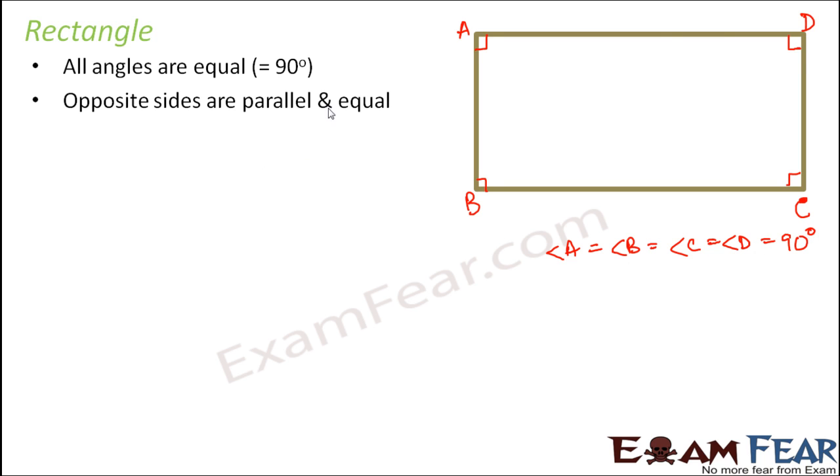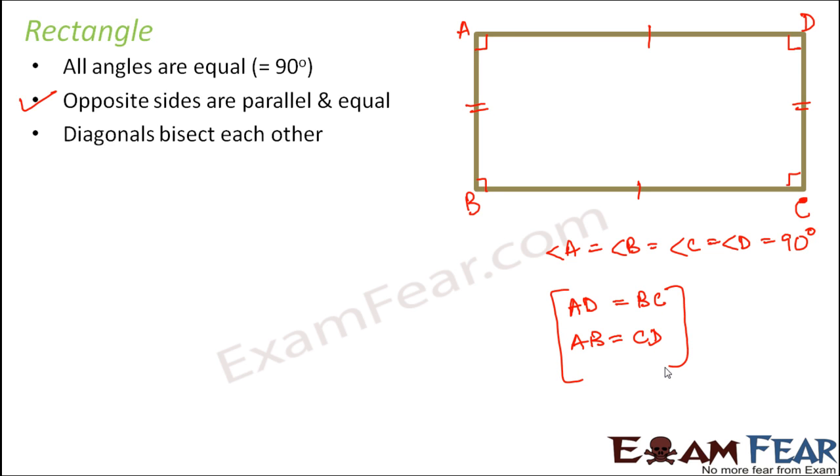Next, opposite sides are parallel and equal. This is something in common with a parallelogram. The opposite sides are equal in length, that is AD is equal to BC and also AB is equal to CD. So the opposite sides are equal in length and they are also parallel to each other. Diagonals bisect each other. In this case also we see that the two diagonals divide each other into equal halves.